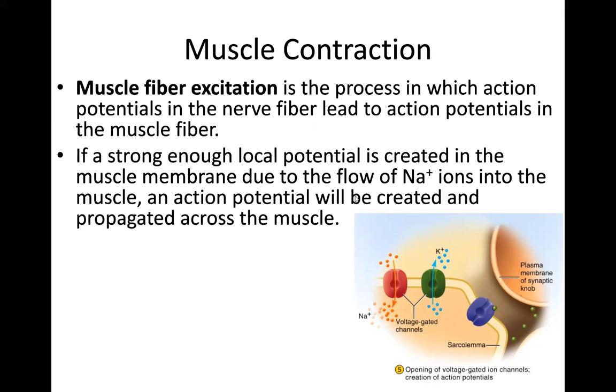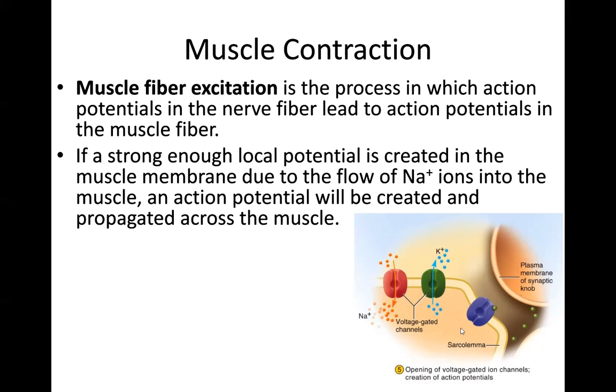So muscle fiber excitation is the process in which an action potential in the nerve fiber leads to action potentials in the muscle fiber. And here's the synaptic knob, so our end bulb of the neuron, releasing acetylcholine, binding to a receptor like we just saw on the previous page.